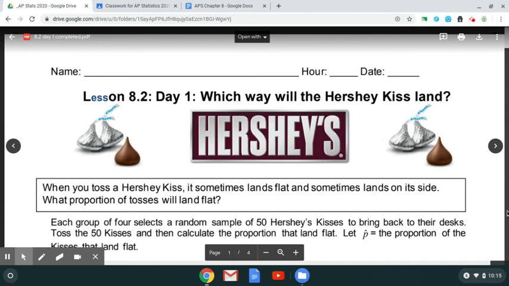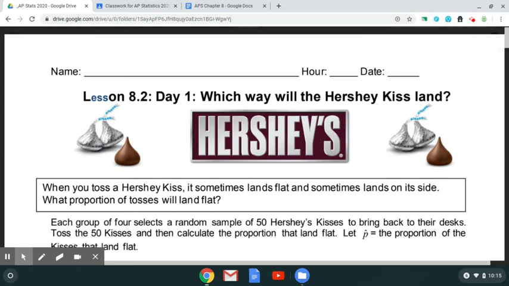And today is the sad day where we would have flipped Hershey Kisses all over my classroom, but instead you have to imagine what that would look like. So we want to estimate what proportion of tosses will land flat. If you were to take some Hershey Kisses, put them in a cup, shake them up, dump them out, some will land on their sides, some will land on their bottoms. What percent of the tosses will land flat?